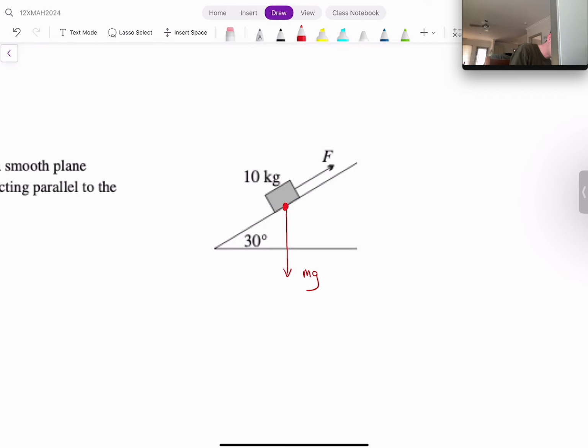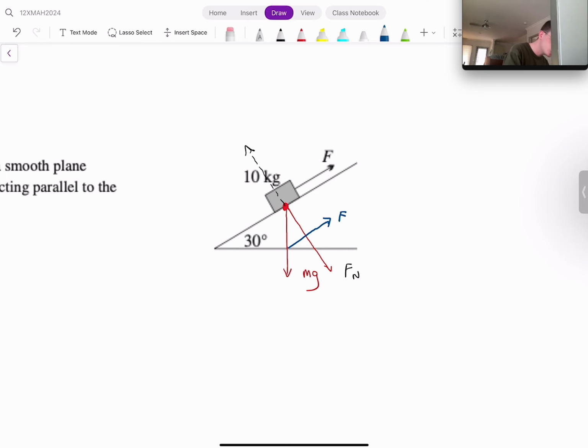We're then going to add in our normal force. So our normal force acts perpendicular to the plane, and it technically acts in the upward direction, but for now we're going to consider the normal force in the downward direction. And then we're going to add in the force we're after. So this F here is going to be the same as force F up on the plane, because we can see that it's parallel.